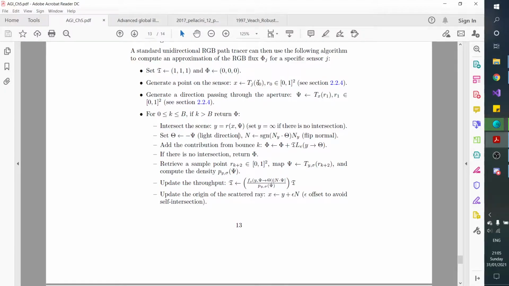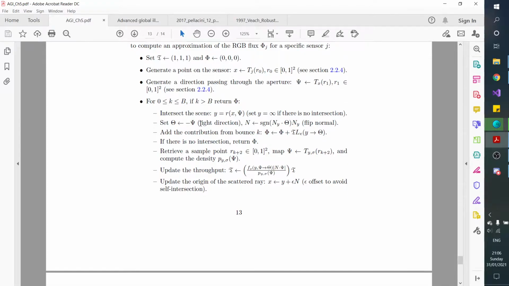So first, here we have a ray defined by x and psi. We intersect the scene with that. We find some intersection point. If there is no intersection point, we set some flag that says there is no intersection point. We set the outgoing direction, so towards our sensor, as theta, which is the opposite of psi, so just negate it. So the direction along which light travels, in some sense, is theta, and psi is the direction along which importance travels.